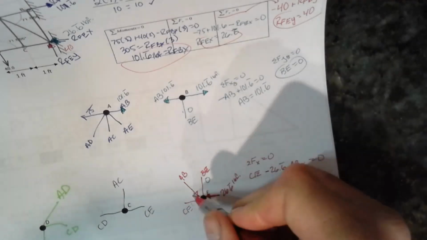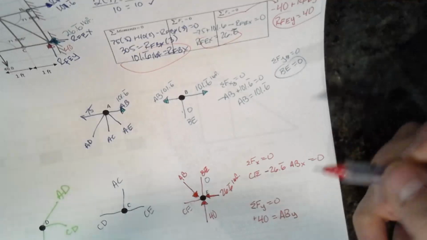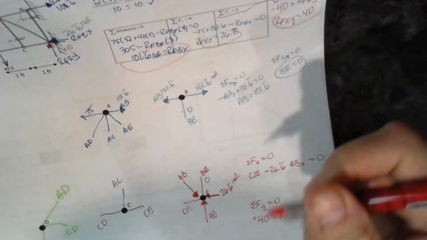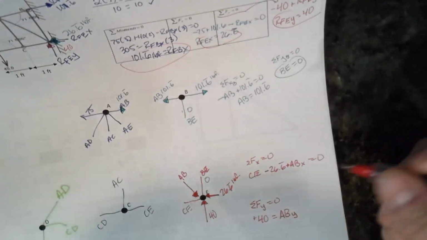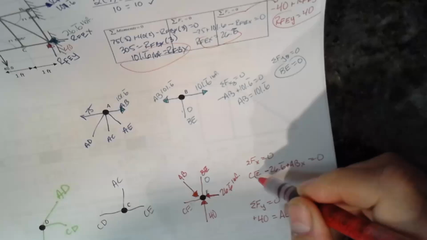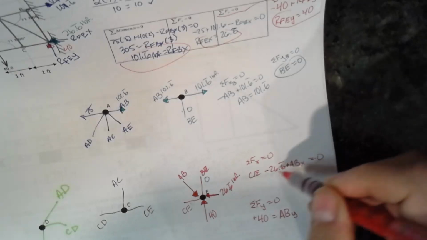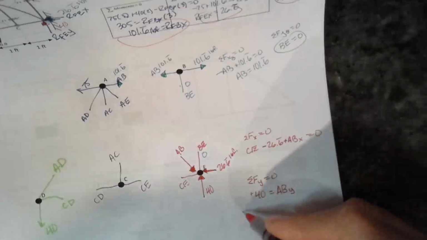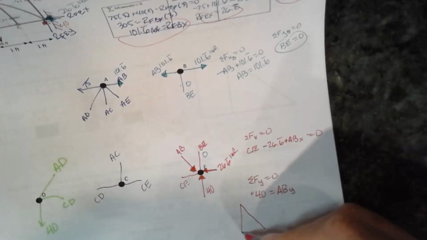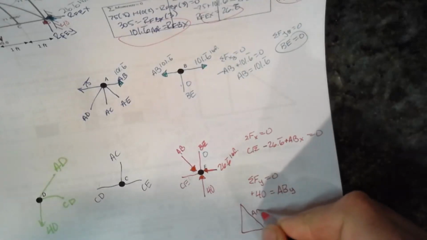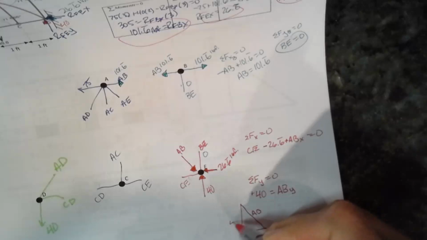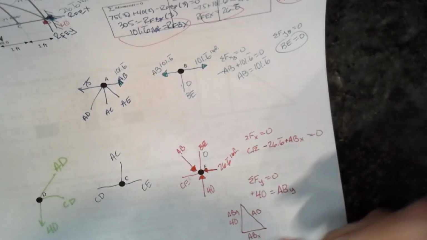Which means AB in the Y has to go down, which means AB in the X is going to the right, so it's positive. So we still don't know which way CE goes because we have to figure out what AB in the X is. And the way we do that is we draw our AB in. So here's AB, and AB in the Y is 40. And AB in the X we don't know.